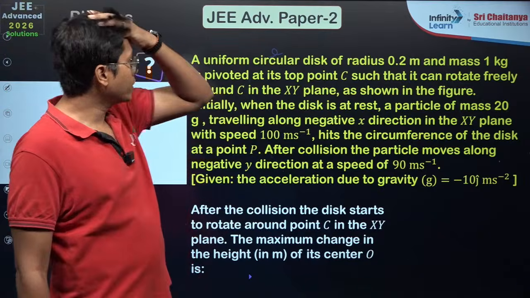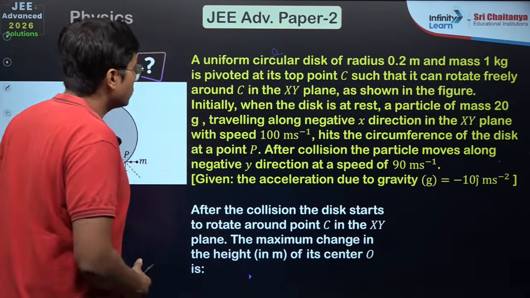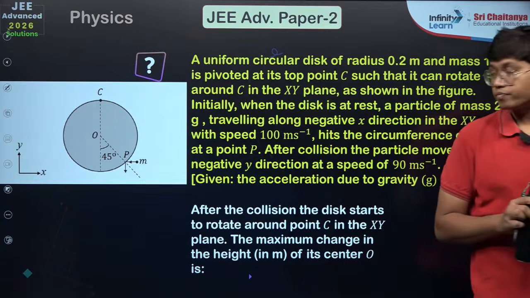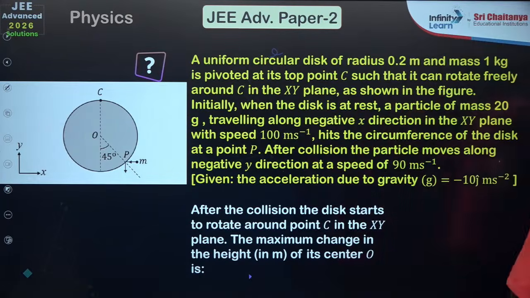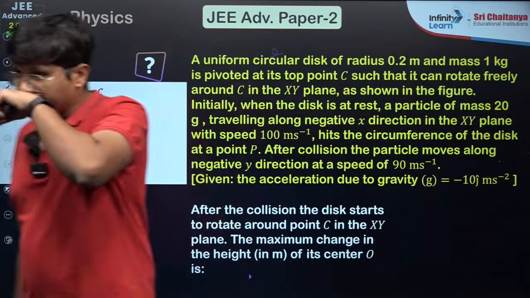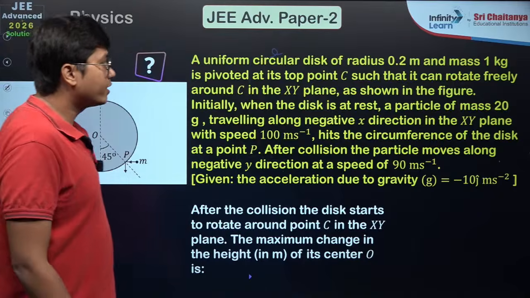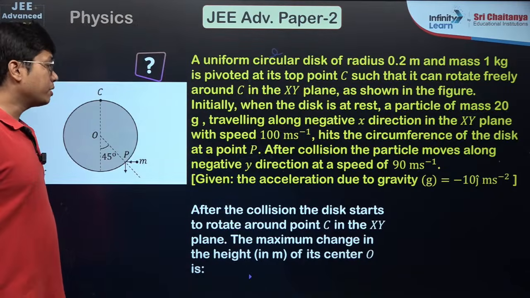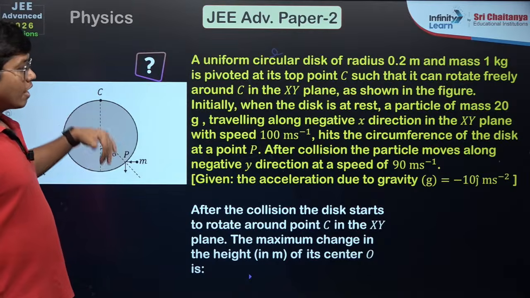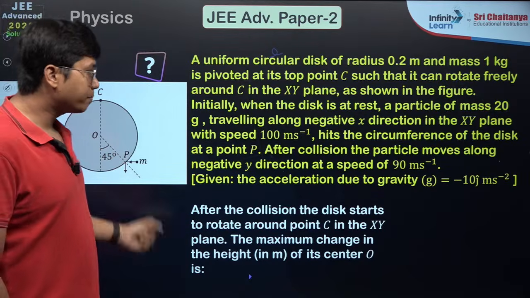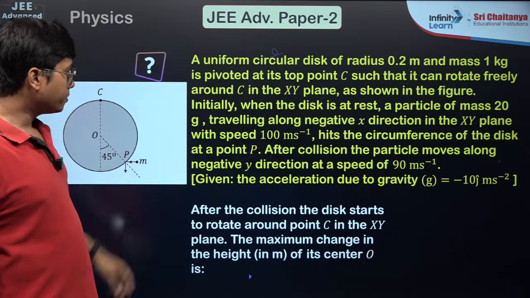Next, this I think is the last paragraph type question. Circular disc, radius 0.2 meter, mass 1 kg, pivoted at its topmost point C, such that it can rotate freely in the xy plane as shown. Initially, when the disk is at rest, a particle of mass 20 gram traveling along the negative x direction at 100 meters per second hits the circumference of the disk at point P. After collision, the particle moves along the negative y direction at a speed of 90 meters per second. After collision, the disk starts to rotate around the point C. Of course, maximum change in the height is what?